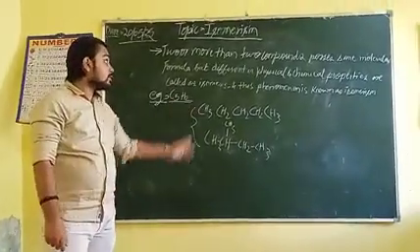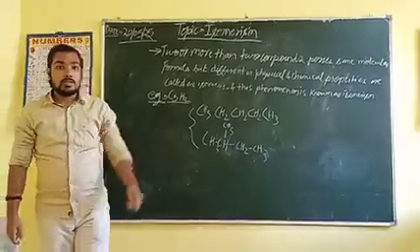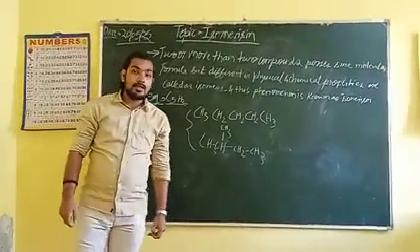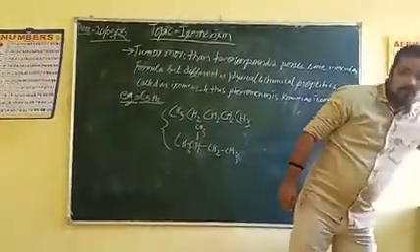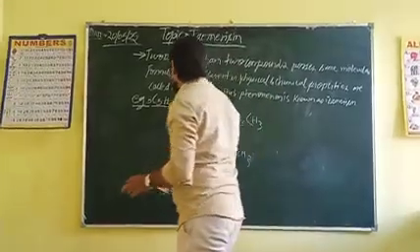Now we have to study what are the different kinds of isomerism. So isomerism is of two types. First is structural isomerism and second is stereoisomerism. Okay, we have to study one by one. Okay, so let's start.